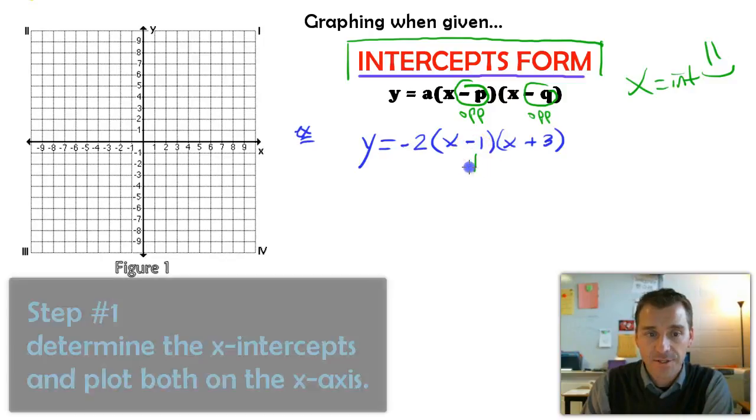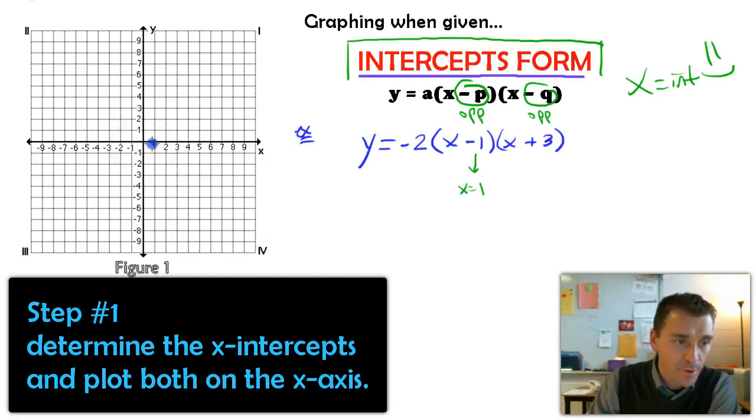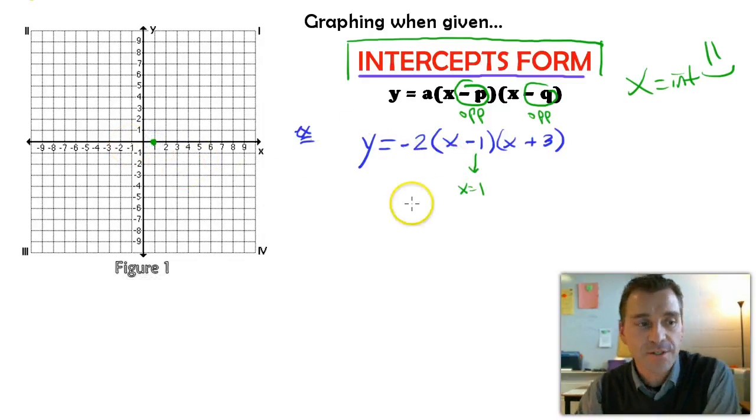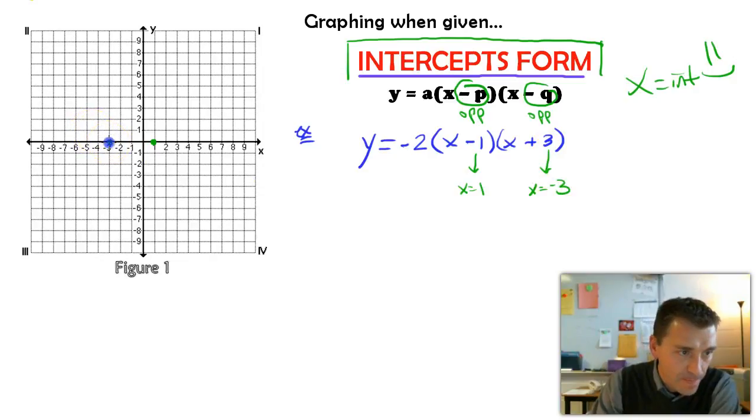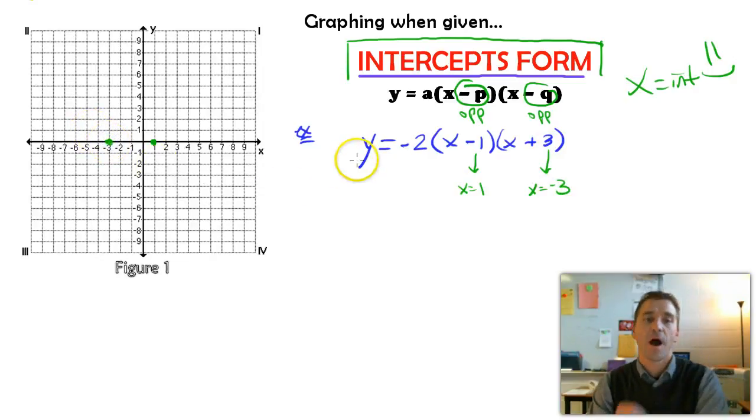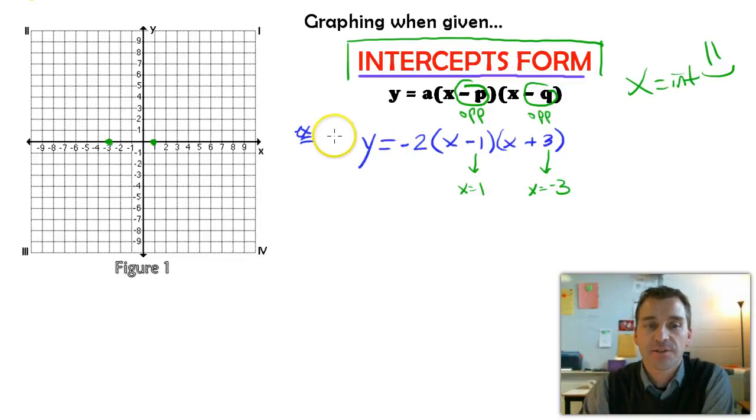So I go opposite of that. So at x equals 1, opposite of that, I'm going to get one place where this U shape is going to cross the x-axis. And then the other one is this one. So the opposite of that, which is negative 3. So at x equals negative 3 over here, that's going to be the second spot where this parabola is going to cross the x-axis.